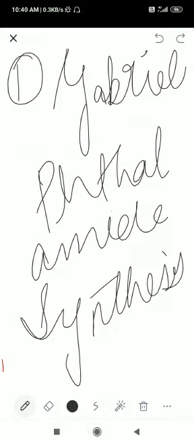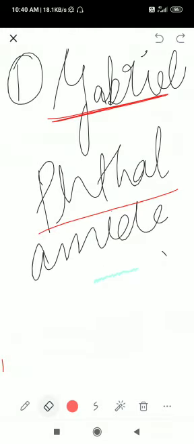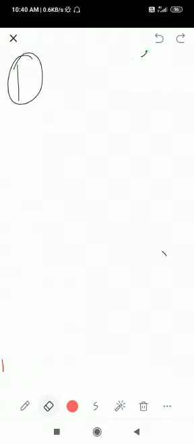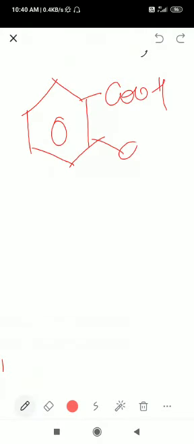So let us break the word. Gabriel is a scientist here. Phthalimide, I will tell you what is phthalimide, and synthesis, because we are going to synthesize the amines from this method. So let's write the reaction, and first let me tell you what is phthalimide. This is phthalic acid.